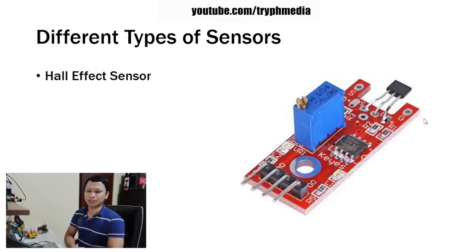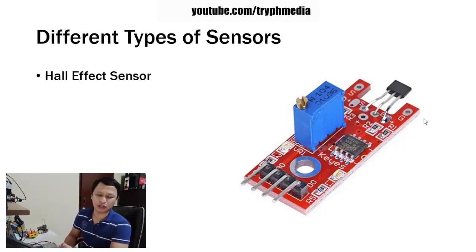The next sensor that we'll talk about is the Hall effect sensor. Now what is a Hall effect sensor? So basically, as you can see on this area, this is the actual sensor, and this circuit is used to amplify the signal that we're getting from this. What it's detecting actually is magnetism, I should say. So if you place a magnet near this sensor, it will be able to detect that magnet.